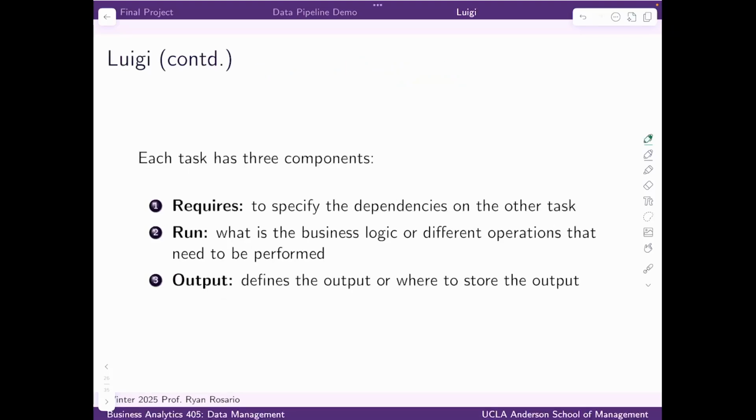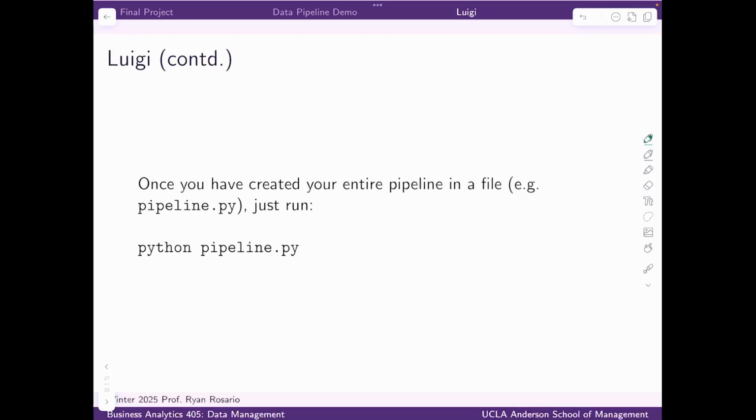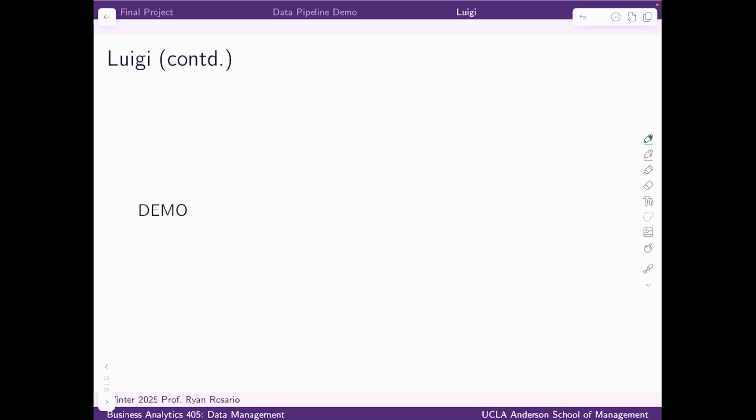Now, each task, though, has three components: a requires component, a run component, and an output component. The requires specifies the prerequisites: this other task must have executed successfully, or these files exist. The run specifies what you're actually running in the task, and the output defines the output of that task and what we do with it. Then, once you've written your pipeline, all you do is execute the Python pipeline and run it. So let's do a little bit of a demo of that.